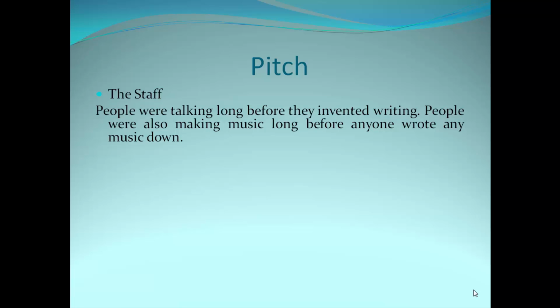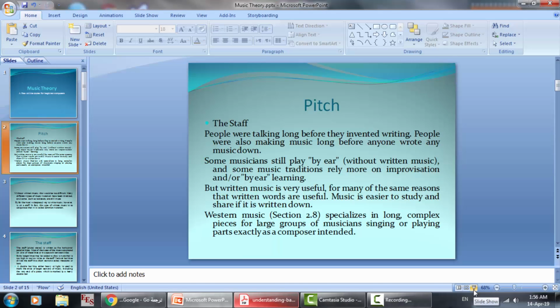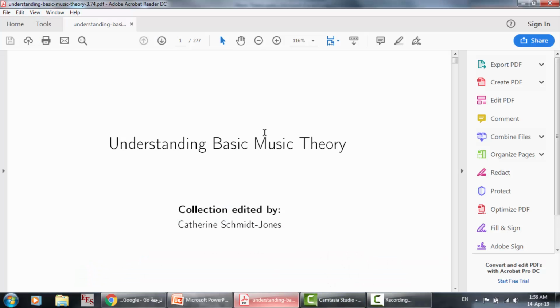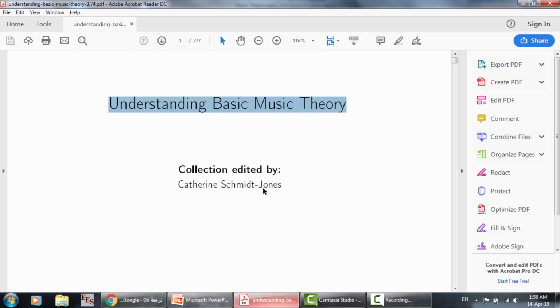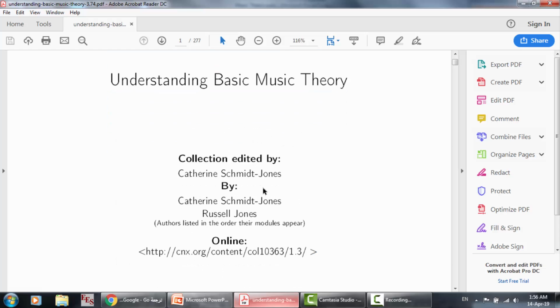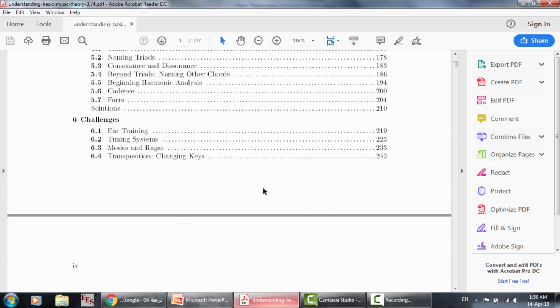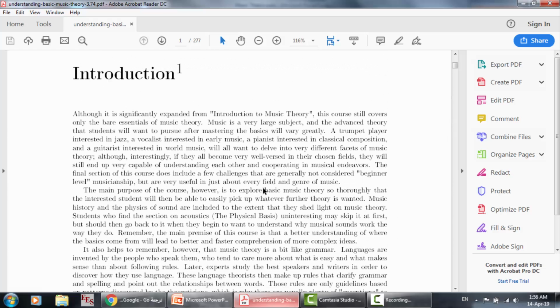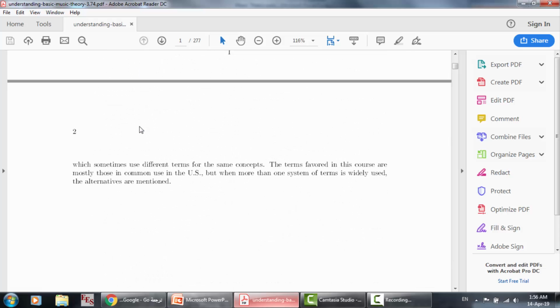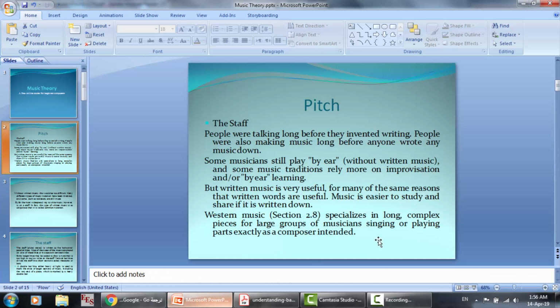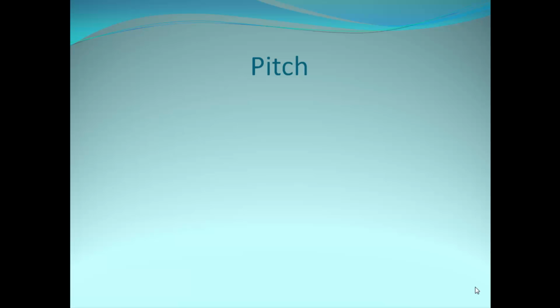People were talking long before they invented writing. People were also making music long before anyone wrote any music down. We're going to use this book, Understanding Basic Music Theory. It is a very good book, and the presentation will be taken from it. So to make things easier.